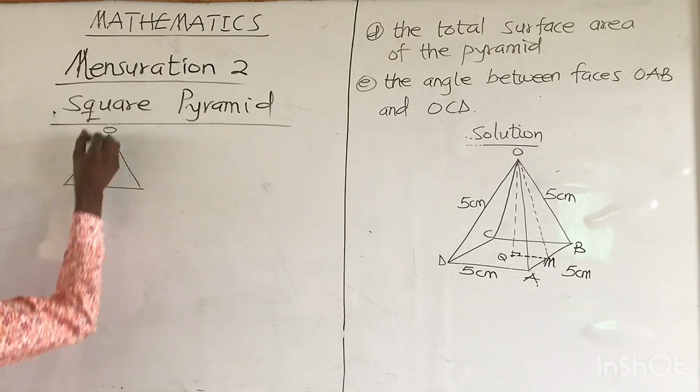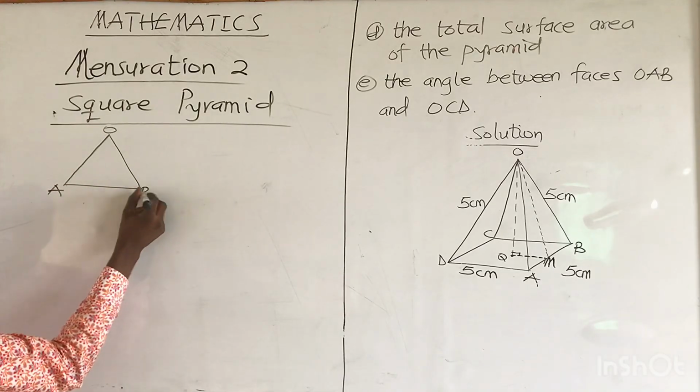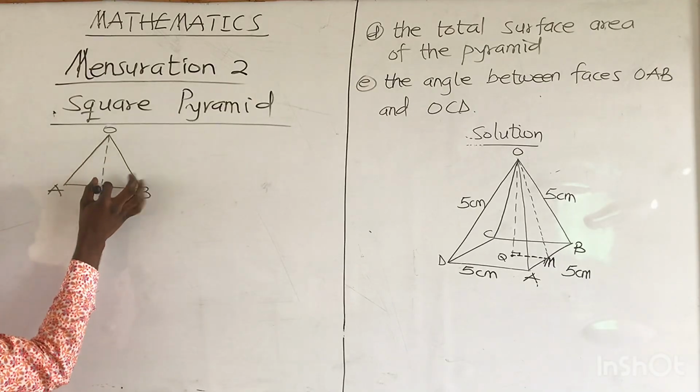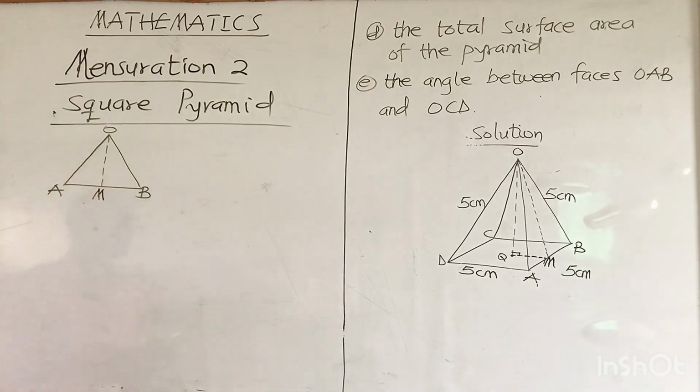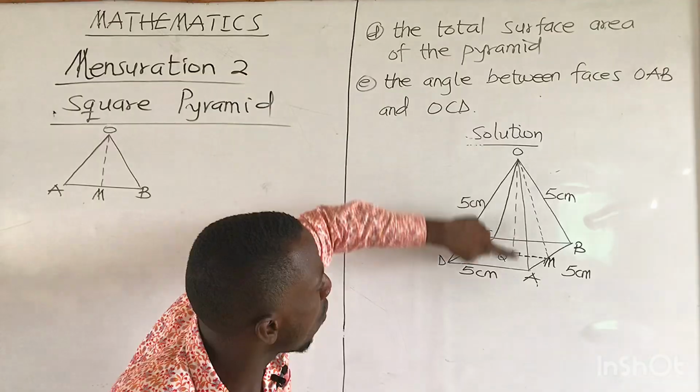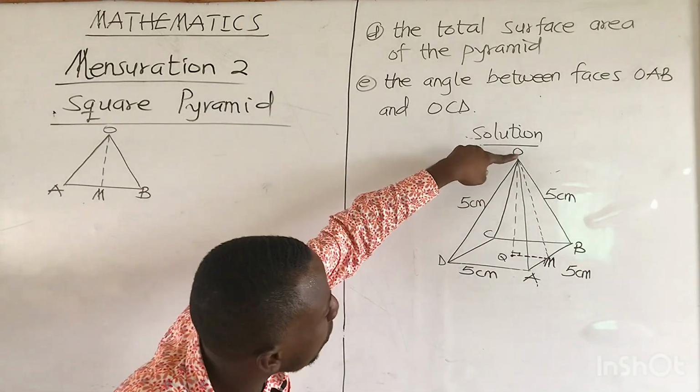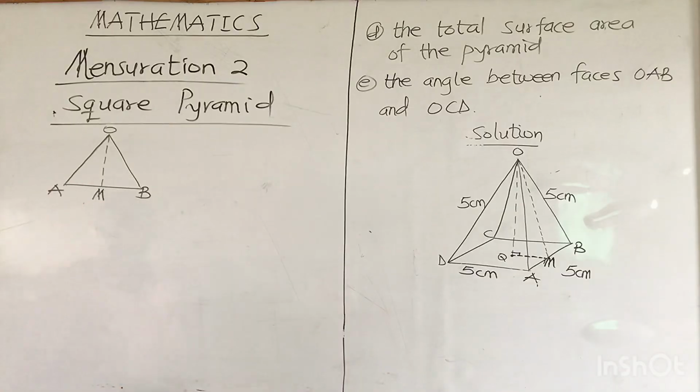So we have OAB. Then this is the height of that triangle, and this side is M. So triangle OAB is what I have drawn here. And we want the short dashes here, which is OM.